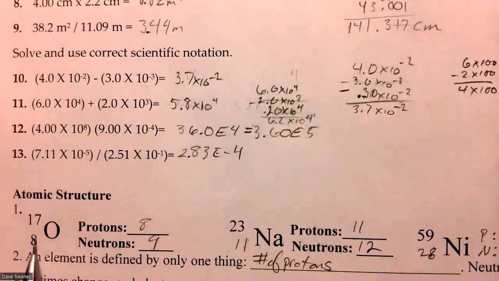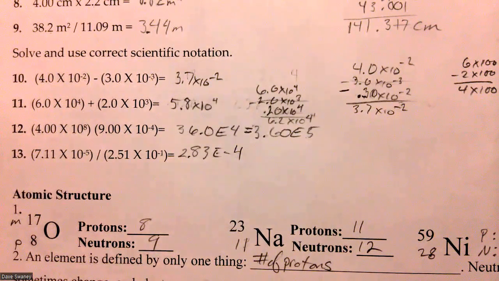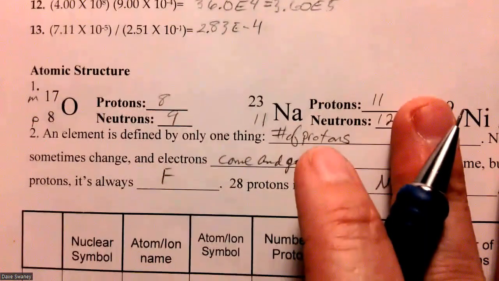The bottom number is the protons. The top number is the mass number. This is the protons, and this is the mass. The difference between them is the neutrons.